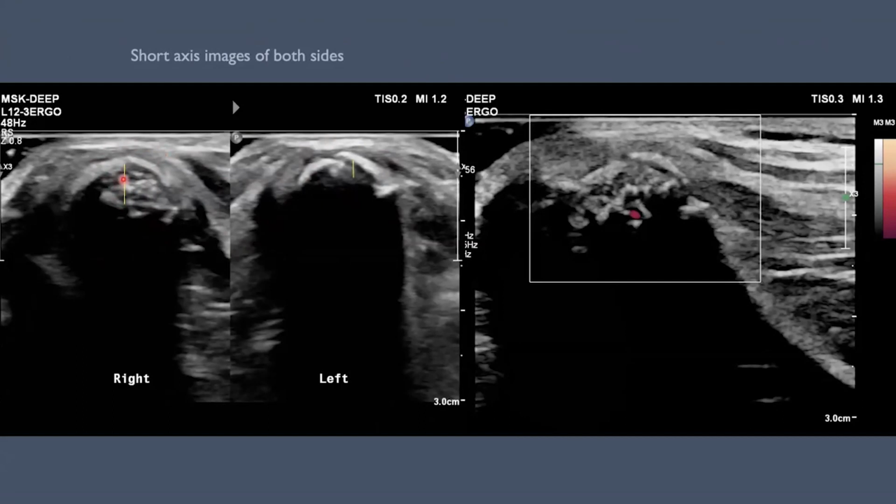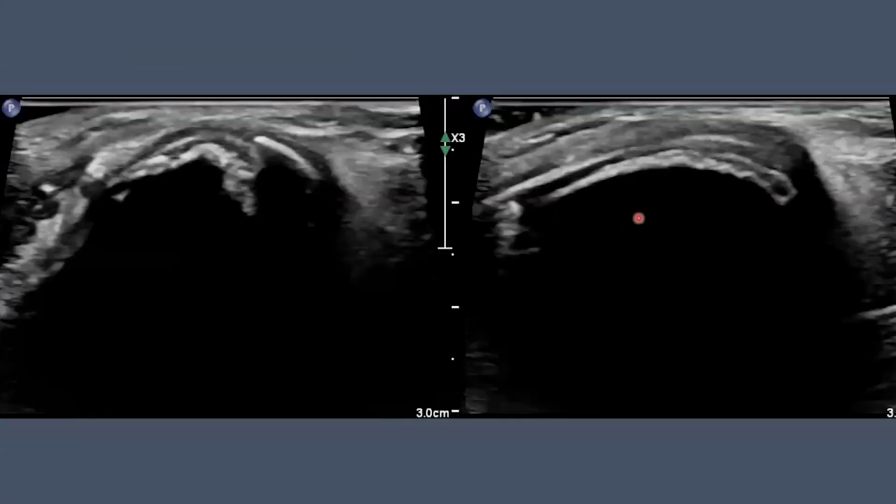So here again, we can appreciate the curvilinear apophysis and the underlying irregular subchondral bone and this significant widening between the two. Whereas on the contralateral side, we see normal distance between the apophysis and the underlying subchondral bone. On color Doppler, there was also neovascularization in the injured apophyseal region.